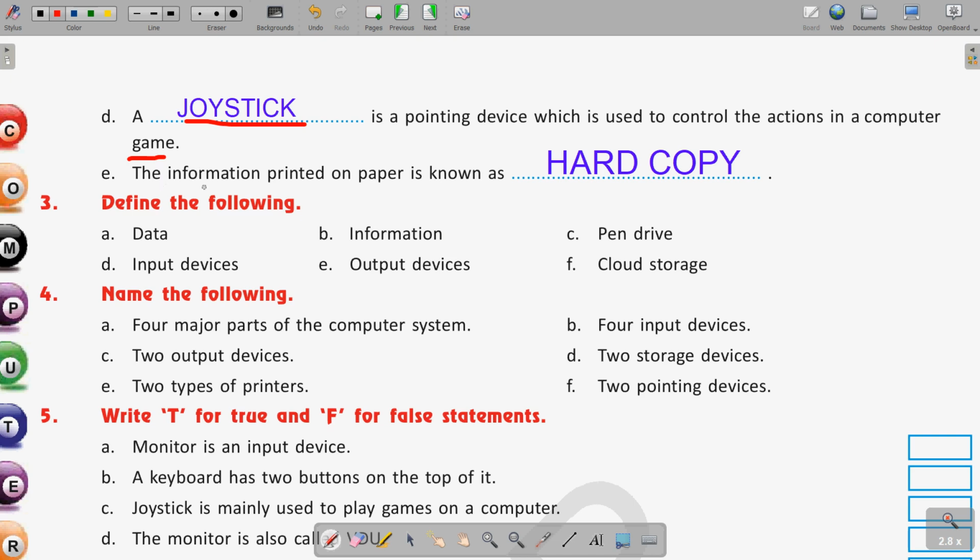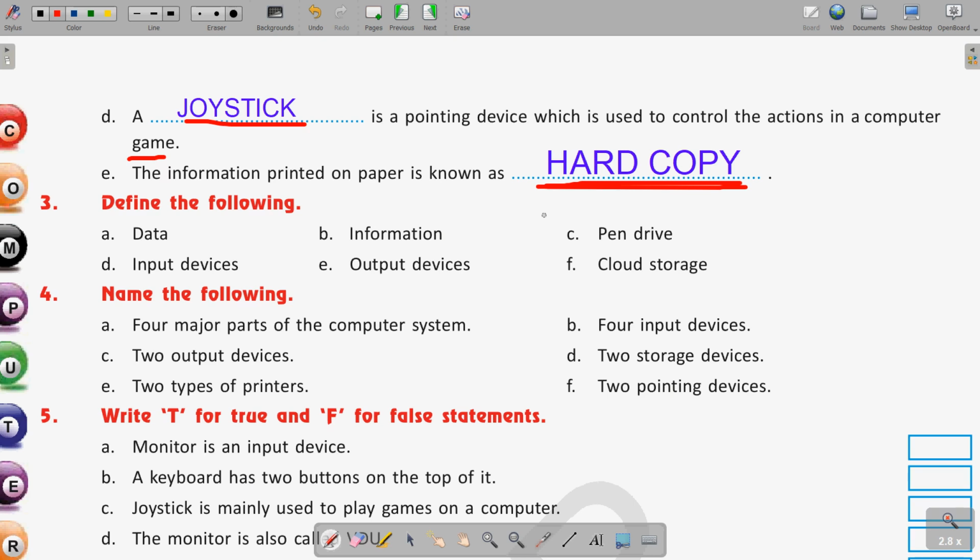Now the next is: the information printed on paper. So information printed on paper is known as hard copy. Clear? I hope this is very easy. This is also given in the book. So this way we have covered the filling the blanks questions as well.